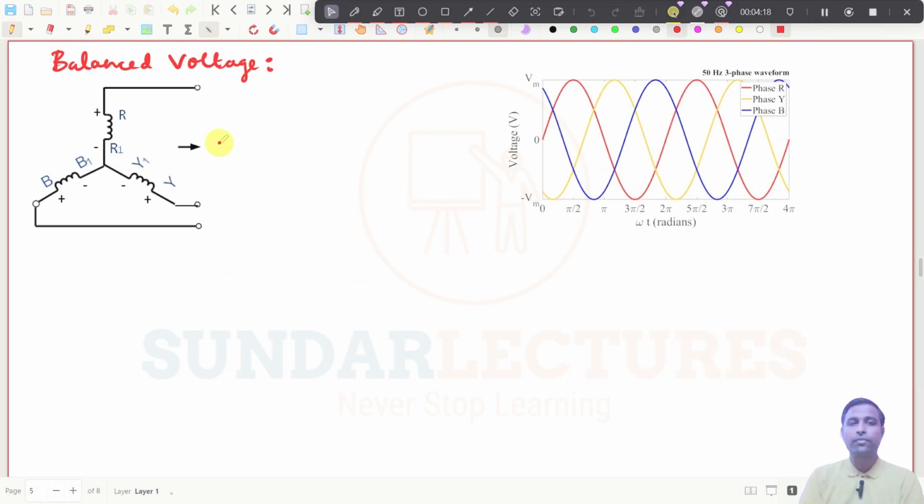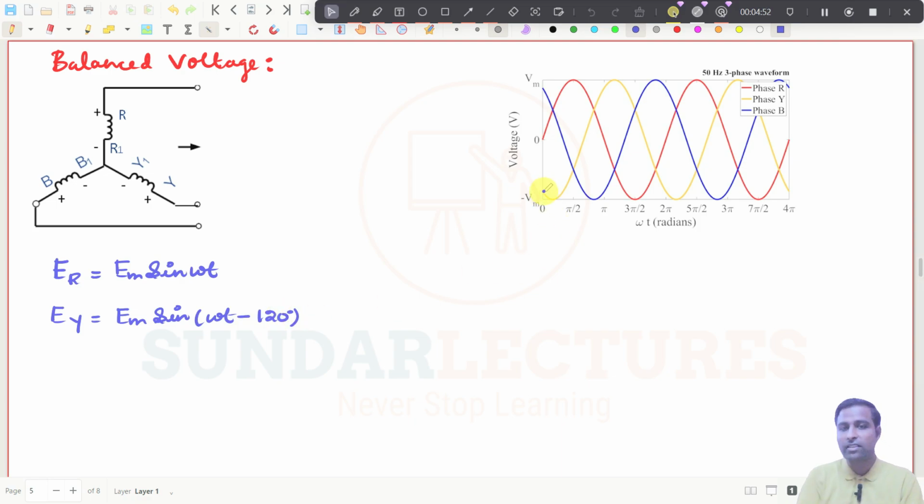And you see, now we will see what is a balanced voltage. See how we will write this expression. It is very simple now. Make it as ER. Now ER can be written as EM sine of omega t. This is nothing but the reference phasor. Since it is reference phasor, we don't have any phasor angles, right? So how can I write now EY? So we know, right? EM sine of omega t minus 120 degree, because that is Y phase.